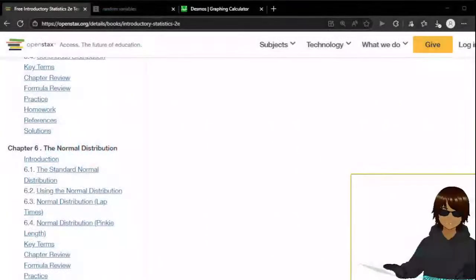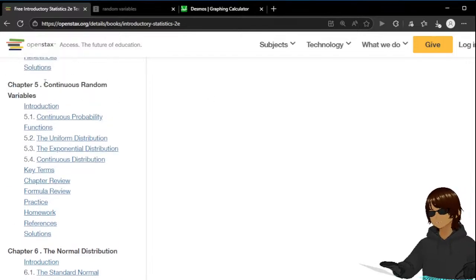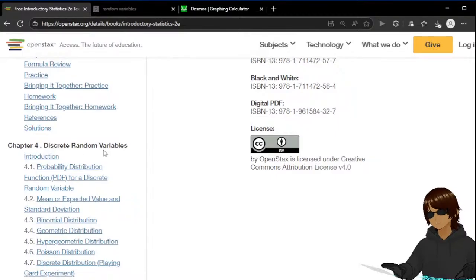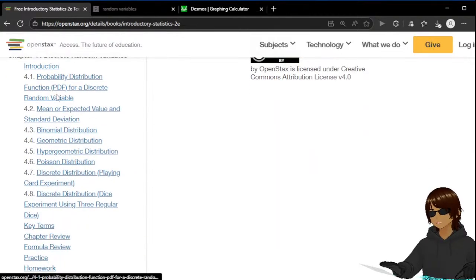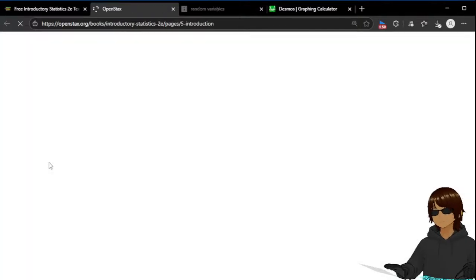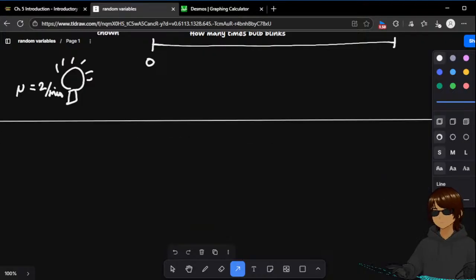Let me change to full screen. So last stream, I was studying about this. Sorry, no. I was studying discrete random variables. I was studying about the different distributions. This stream, I'll be studying the continuous one. And just make a straight line here.